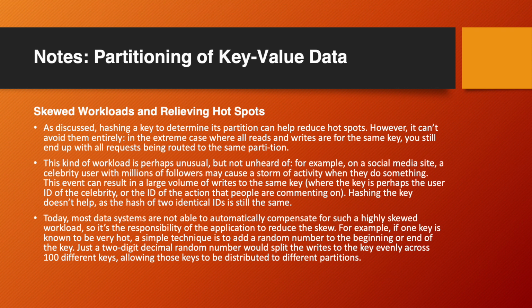For example, if one key is known to be very hot, a simple technique is to add a random number to the beginning or the end of the key. Just a 2-digit decimal random number would split the writes to the key evenly across 100 different keys, allowing those keys to be distributed to different partitions.